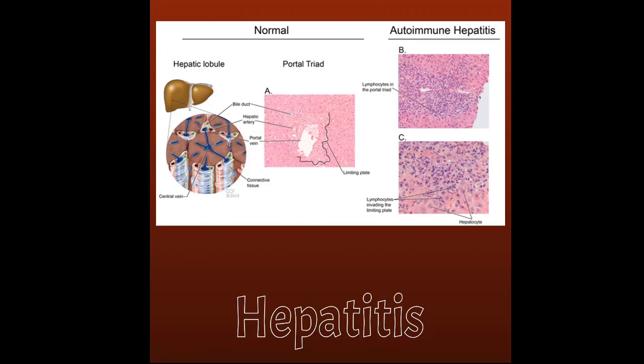So here we have a microscopic example of the liver tissue. On the left-hand side, we have a very normal plate of liver cells, and then on the right-hand side, what they're showing is that there are a lot more lymphocytes in the area attacking those healthy liver cells. So this is an example of autoimmune hepatitis.